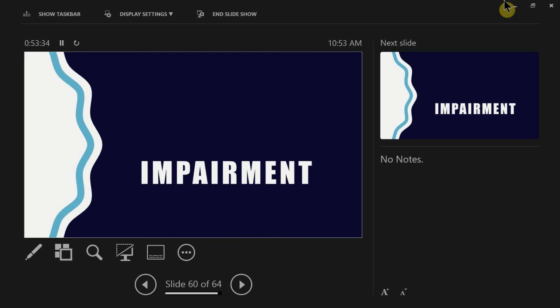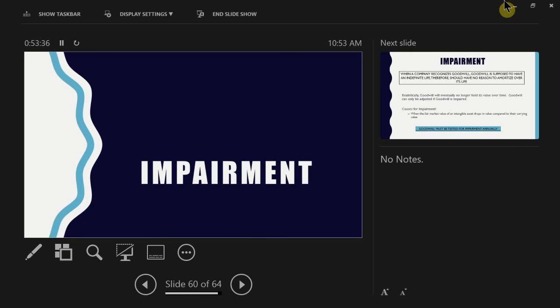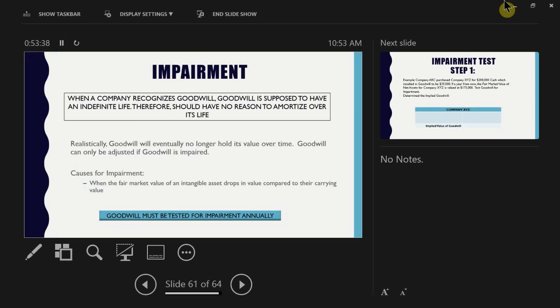Okay. So then, what is impairment? Now, in your reading, they don't even go into detail about impairment. It's maybe just 5 sentences about impairment. Every company that has some kind of fixed asset will actually go through impairment.